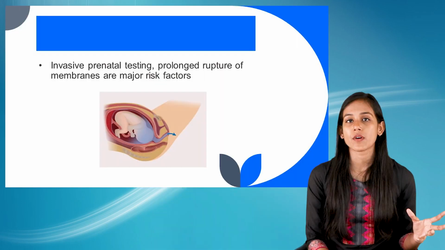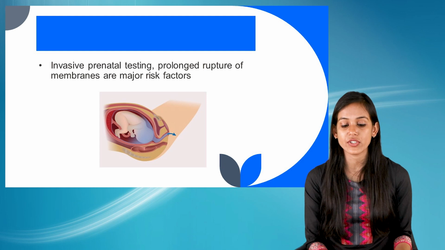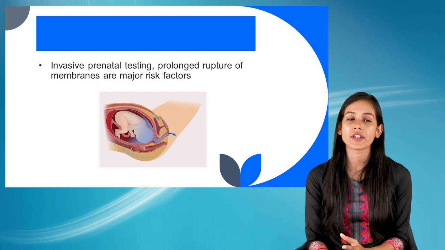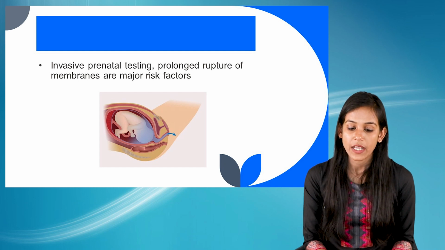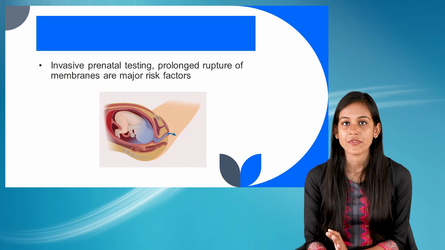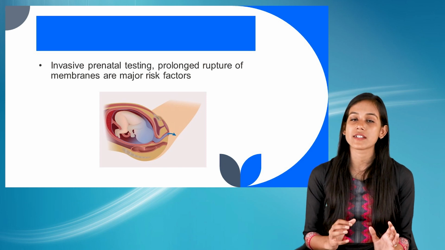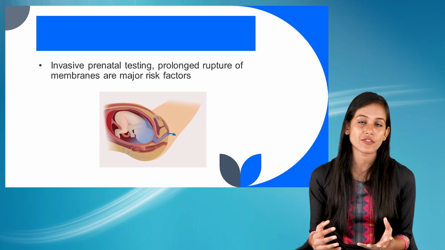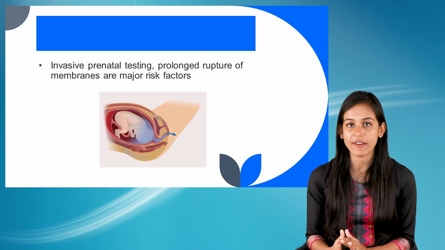Right now, there are certain risk factors. The risk factors are invasive prenatal testing, or prolonged rupture of membranes, or obstetric procedures, right? So these are considered as risk factors for the transmission of hepatitis C virus. So here again we can see both the cases. There could be acute and chronic, right?